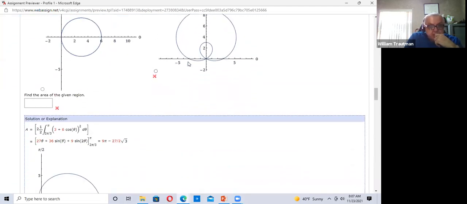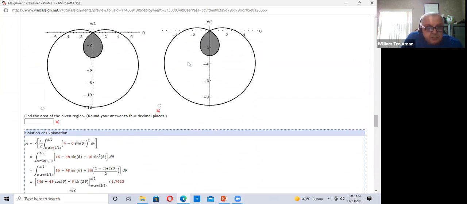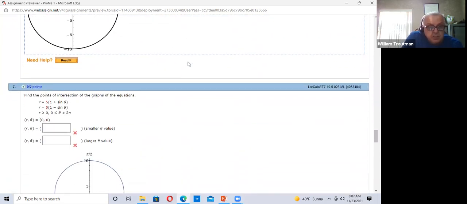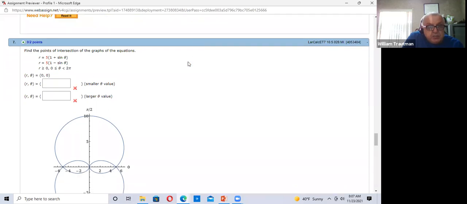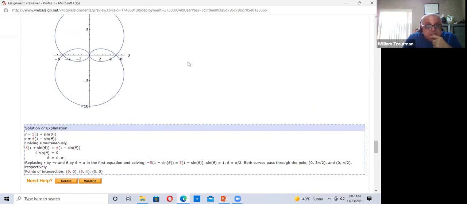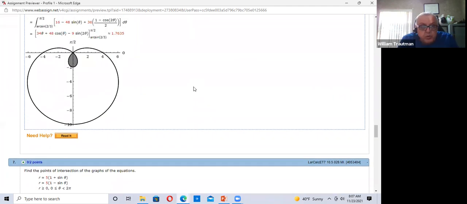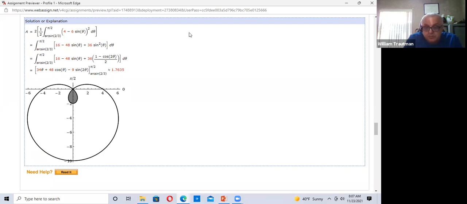Use a graphing utility. Those won't be on the test. Anything with graphing utility shouldn't be on the test. Points of intersection. Find the points of intersection for those two functions. To find the intersection, you have to make those two functions equal each other. Here are the two functions, right? Anytime you find the points of intersection, you want to make them equal each other and then solve. You want to know where they equal, where they're touching, where the points of intersection are.